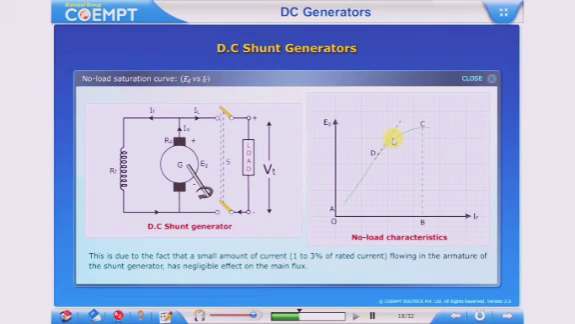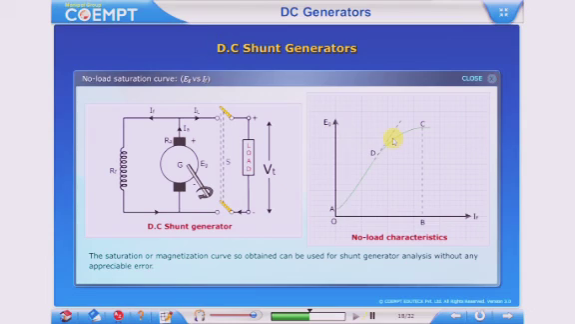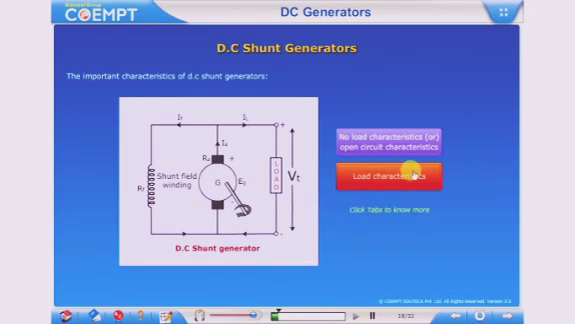Load characteristics. The load characteristic is obtained in the same manner as for the separately excited generator. Actually, the load characteristics obtained for both separate and shunt excitation are the same, and it is shown on the screen. The slight difference is due to the different armature currents. Ia is equal to the sum of IL and IF for the shunt generator, and Ia is equal to IL for the separately excited generator. Different armature currents result in different armature reaction, giving slightly different voltage drops in the two cases.